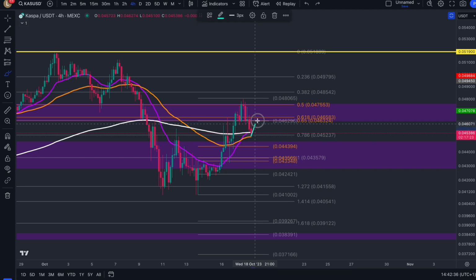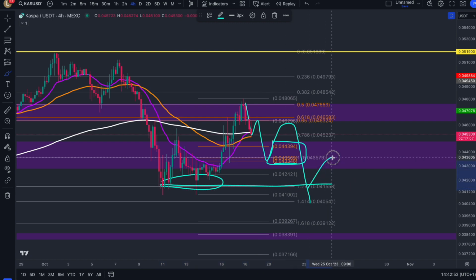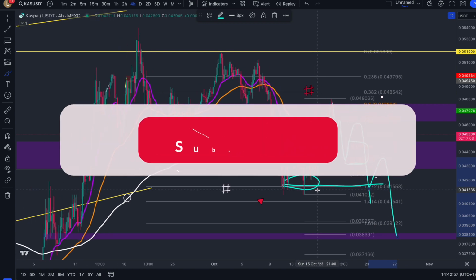But again, it's likelier that we roll over from here and come down to 4.3 and 4.4 cents over here. At that point, we could then do another dead cat bounce and then eventually roll over back down to these, which is a key level of support where we probably have another bounce. And if it fails, then we continue down to those targets that we've been suggesting.